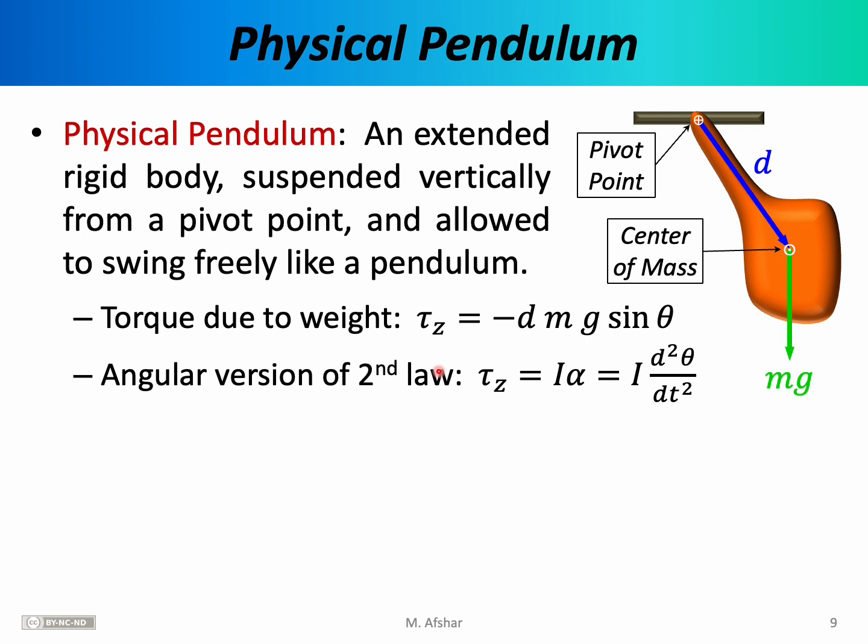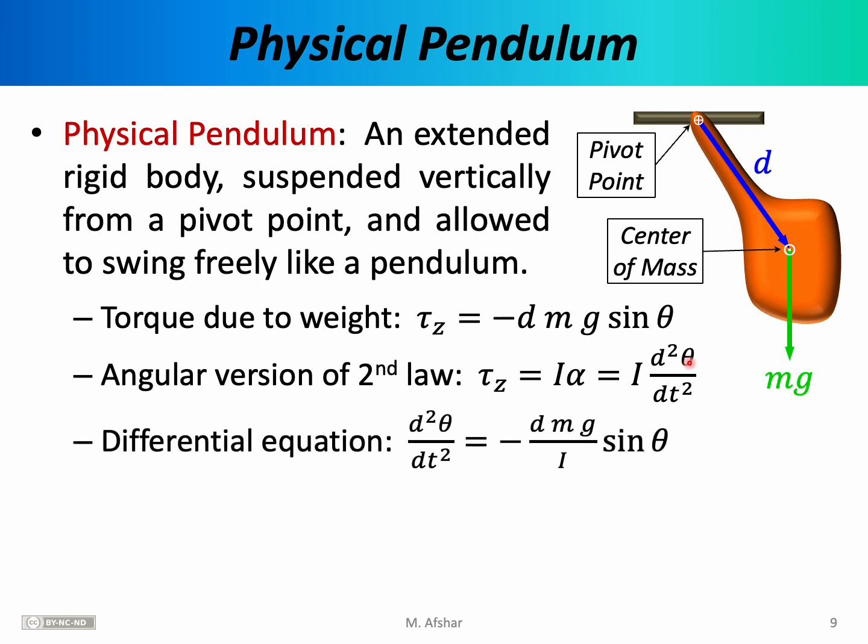There's Newton's second law of motion, and then there's the angular version of the second law, which basically says torque is equal to the moment of inertia times alpha. We remember that alpha is angular acceleration, and that is equal to the second derivative of theta with respect to time. If we set these two equations equal to each other, we get a differential equation known as the physical pendulum differential equation. So this is the second order differential equation that describes the behavior of a physical pendulum.